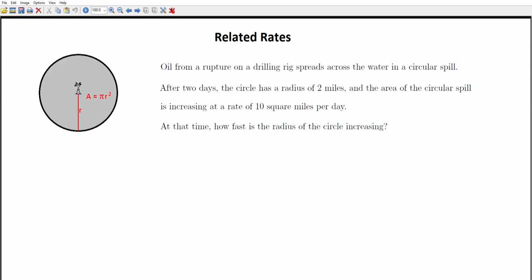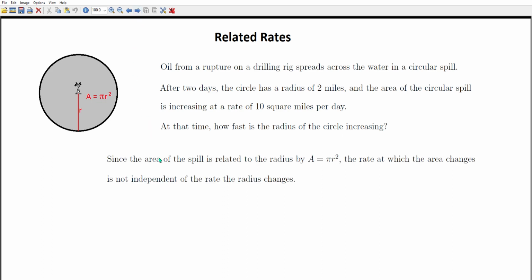Today we're going to discuss the idea of related rates, and a good way to do that is just to look at a fairly simple problem where such rates arise. So let's imagine that we have an oil platform out in some sort of body of water, and oil from a rupture on the drilling rig spreads across the water in a circular spill. After 2 days, the circle has a radius of 2 miles, and the area of the circular spill is increasing at a rate of 10 square miles per day. At that time, how fast is the radius of the circle increasing?